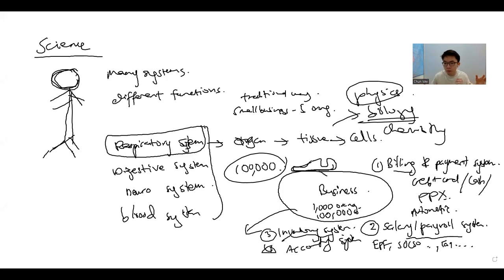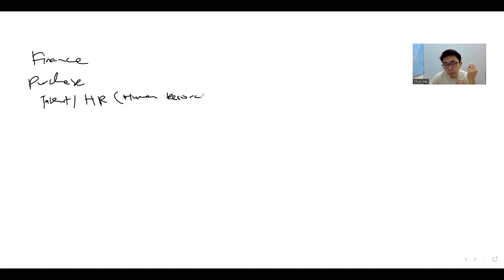That's why if you go to a big company, they got a lot of departments. They got finance department, and then they got purchase department. They got another department, like talent hire, or we call HR. HR means human resource. So they got a department just to hire people. Okay, so they are here to interview some new interns, interview new workers who are interested to work in this company. So they are here to hire people.